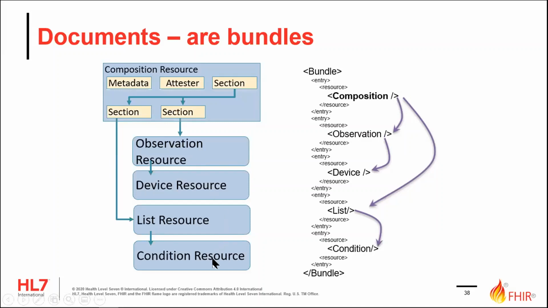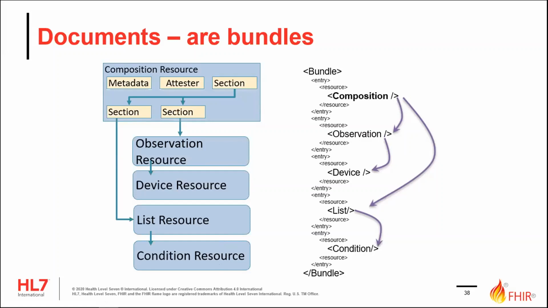The condition is going to point to the patient, because any one of these resources might get split out at some point and passed around by itself. And so it needs to tell the whole story, at least by reference. We can't presume that everything in the document is going to be about the same patient. And we can't presume that the author of the document is going to be the same as the author of the observation or the author of the condition.